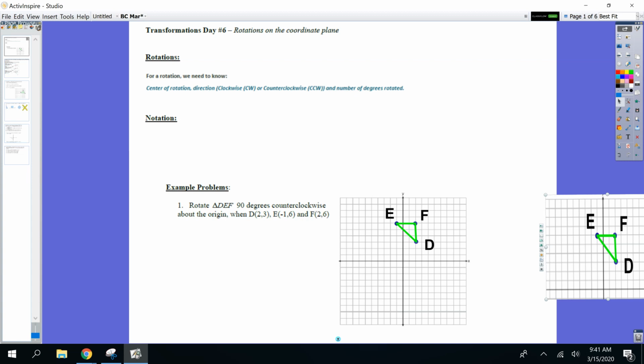Okay, today's topic, we're going on to our third transformation, which is rotations. You guys will remember we've already done reflections, which is our lowercase r followed by the line I'd like you to reflect over. And then we did translations, which is your slides.